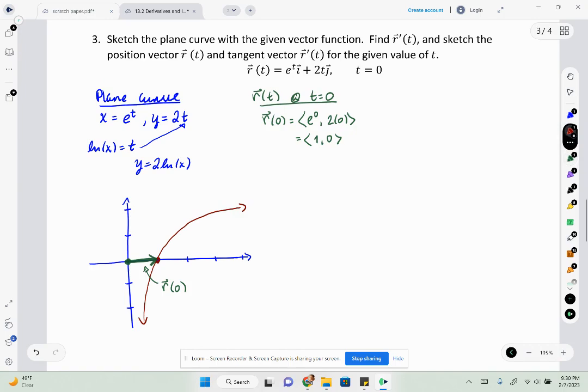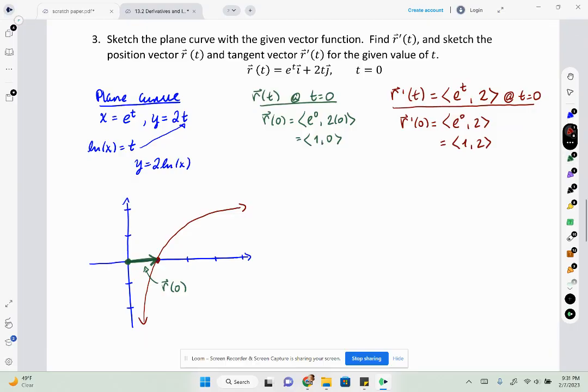Now the other piece, I need to find my tangent vector. So r prime of t is equal to, and now I take my derivatives, d dt of e to the t is e to the t, d dt of 2t is 2. And now I need this at t equals 0. So r prime of 0 is equal to e to the 0, 2, which simplifies to be 1, 2.